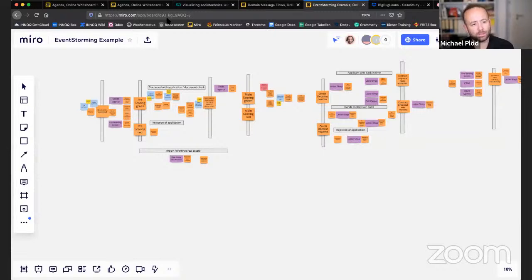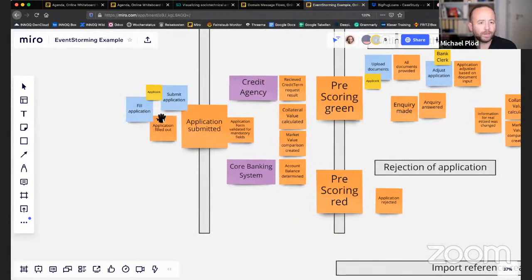Now he wants us to ramp up a mortgage loan application system, where you apply for a loan as a customer, but for private persons in the retail sector. And the process starts with applicants filling out an application form and submitting it to the bank, saying, hey, that's my application for the loan. Please grant it to me, so to say. And then there's some validation.